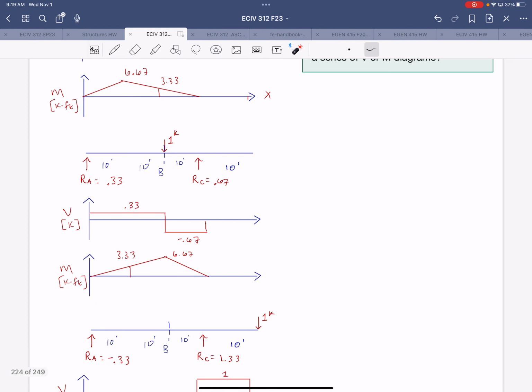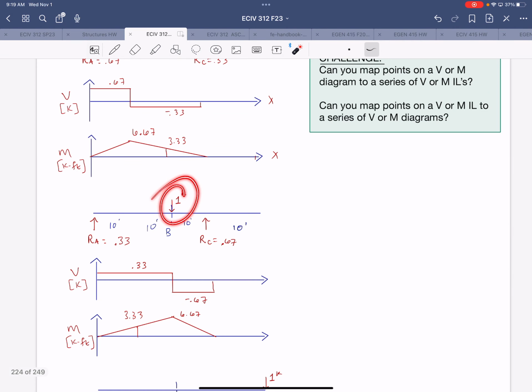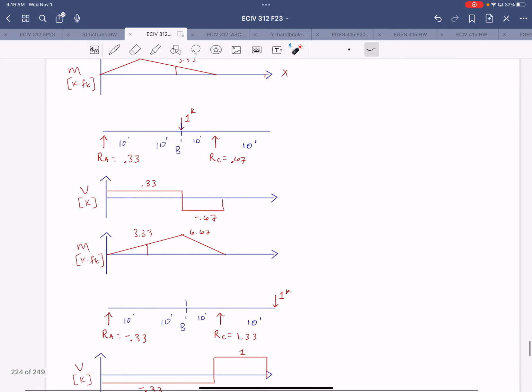Now let's zoom in on when the unit load is at the location of interest. When the unit load is at B, what is the shear at B? It's discontinuous, right? Because the shear is happily at 0.33 as you make your way along the length of the beam until right before that unit load. That unit load jumps it down to negative 0.67, and then immediately after the unit load, that segment of the beam has a shear value of negative 0.67 all the way to the support at C. So the reason I'm focusing on this is because it tends to be a little bit counterintuitive when you try to map it to the influence line.